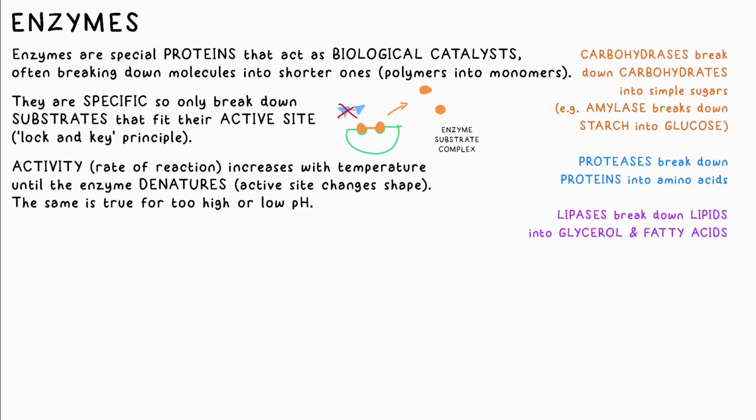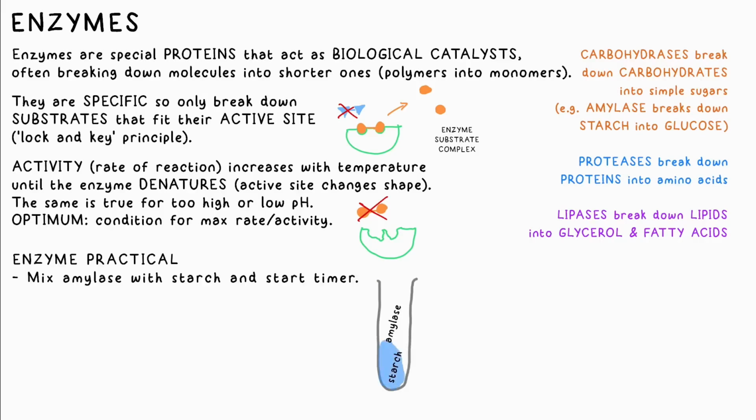The rate of enzyme activity increases with temperature due to the molecules having more energy. That is until the active site changes shape, and so the substrate no longer binds. We say the enzyme has denatured. This maximum rate occurs at the optimum temperature, optimum meaning best. This is similar for pH as well, except it can denature at too high or too low pH.